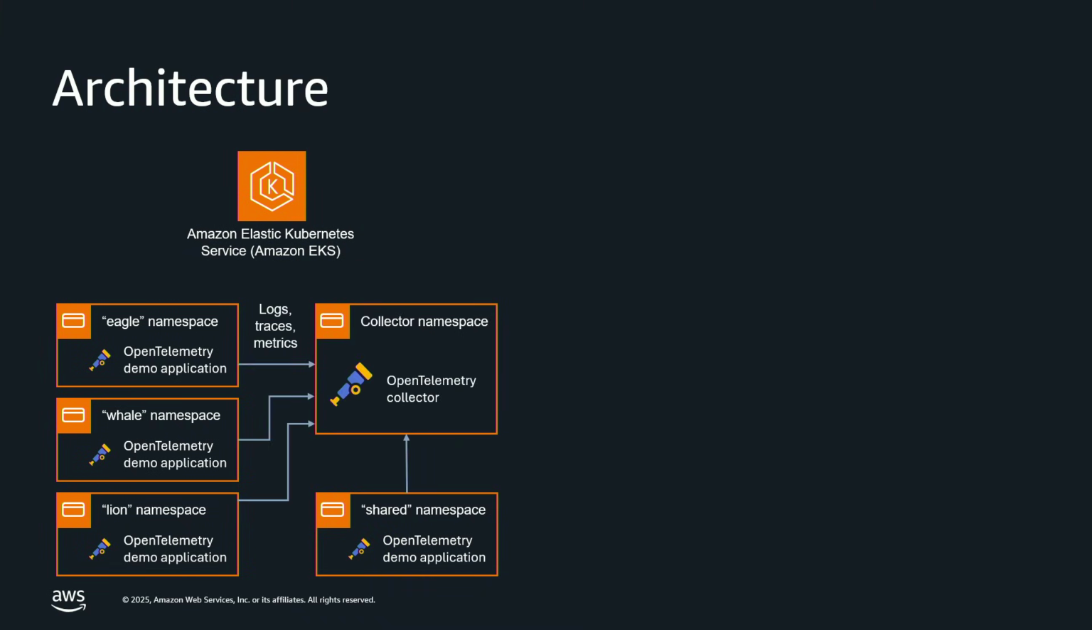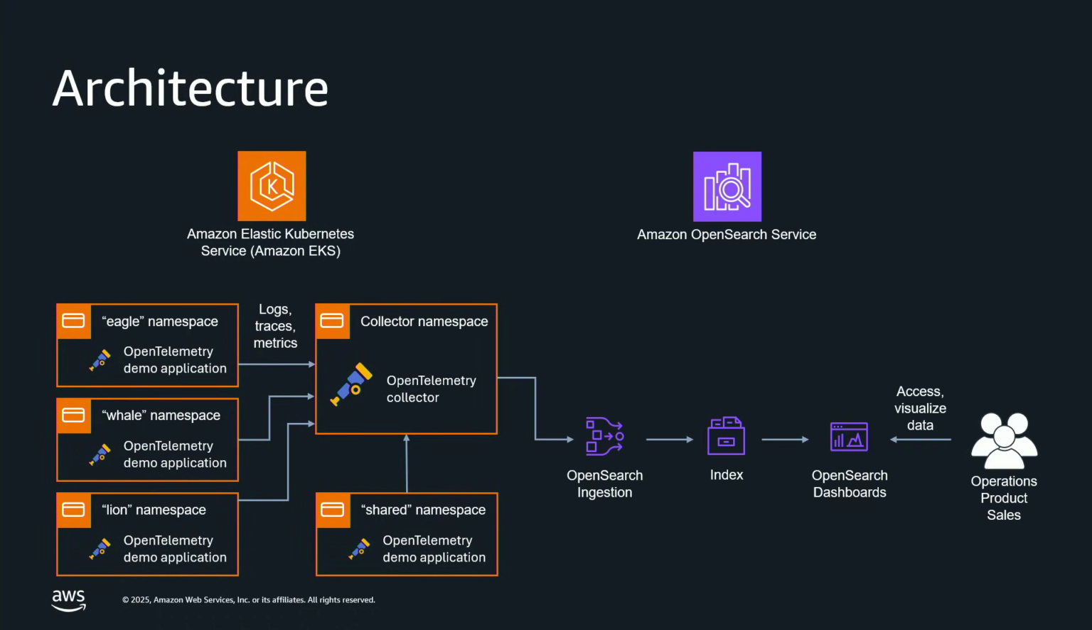There is another component to be aware of, which is this OpenTelemetry collector component. The different tenant applications and also the shared services export their observability data, so logs, metrics, and traces, into this OpenTelemetry collector. And this OpenTelemetry collector then forwards this data into Amazon OpenSearch service.